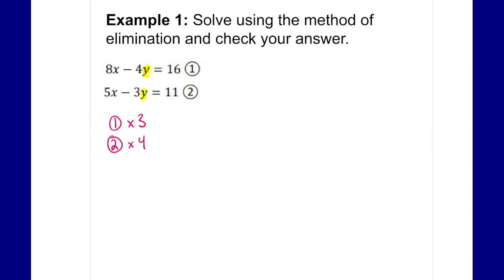So for equation 1, multiply every value by 3: 8x becomes 24x minus, and then 4 times 3 is 12, 12y equals 48, or 16 times 3. My second equation, 5x times 4, so I have 20x minus 12y, because 3 times 4 is 12, equals 44, or 11 times 4.